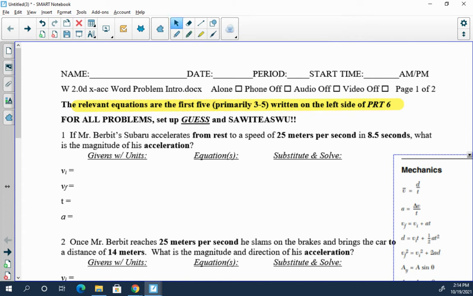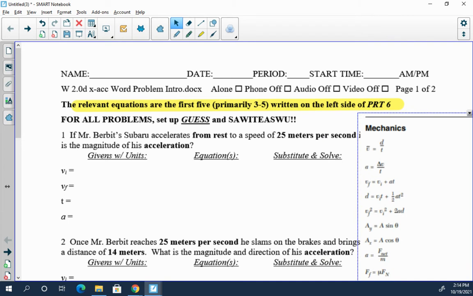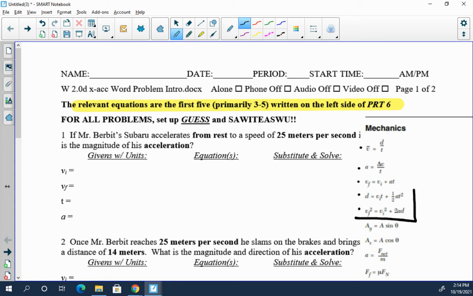So you need your reference table. Here's a little cropping of that reference table. And then notice, here's equations 1, 2, 3, 4, 5. Those are the five you have to worry about. Primarily, it's going to be 3, 4, and 5. Okay? Those we will use while doing this assignment.